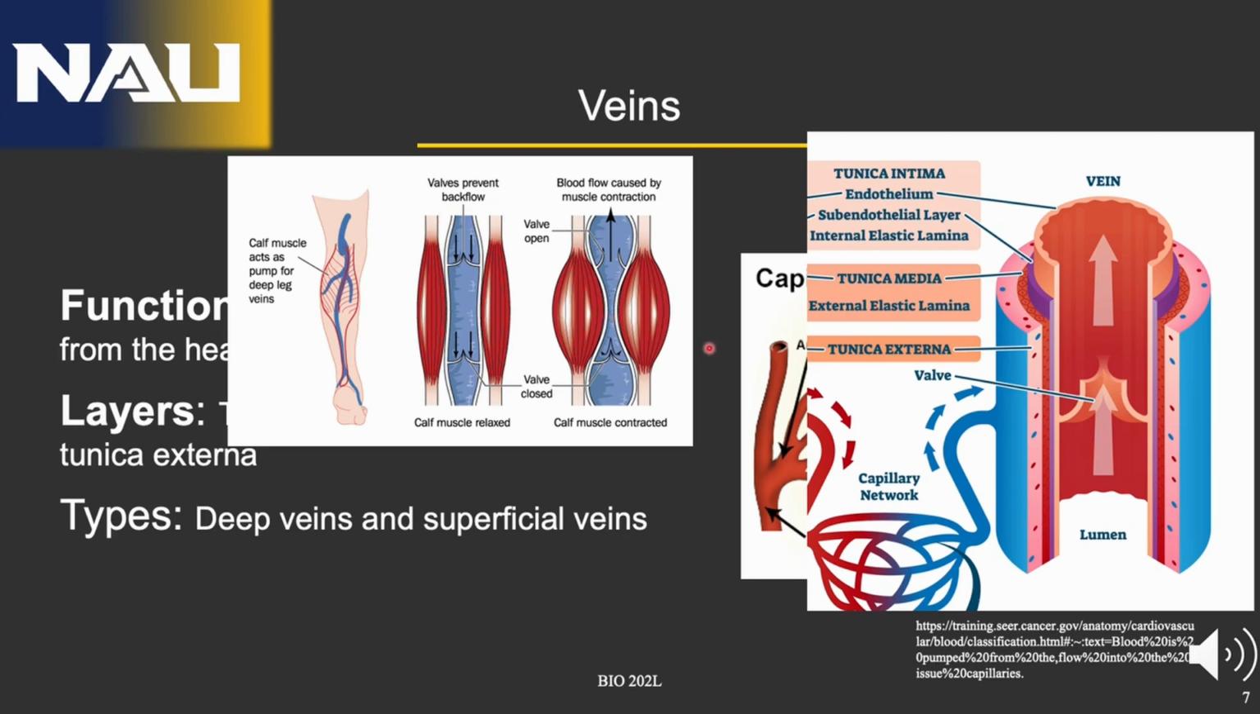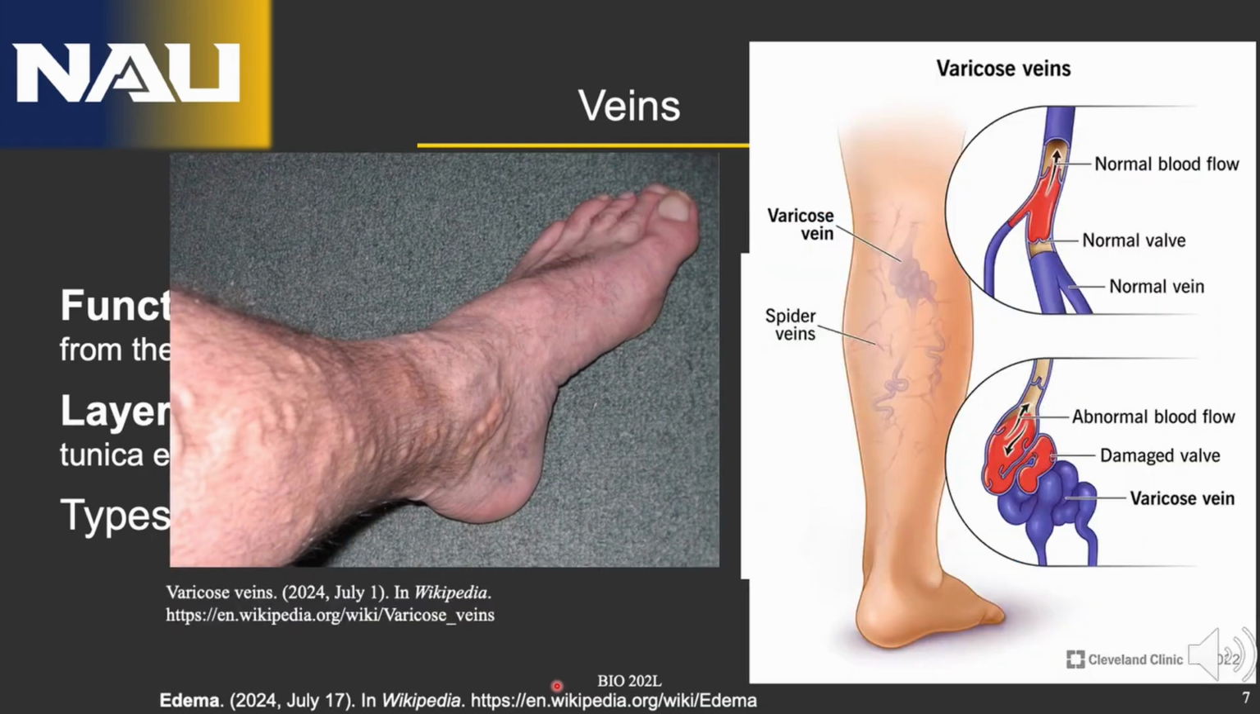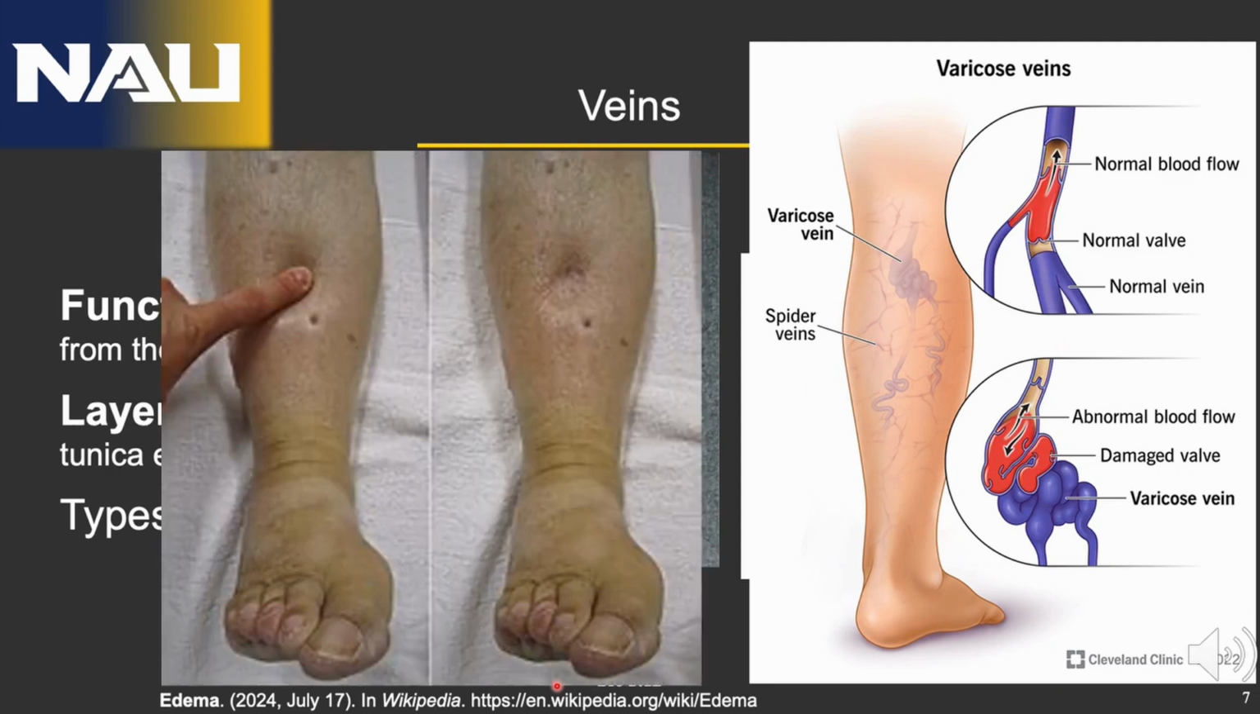There are some disorders of the veins. Some important ones are edema and varicose veins. Varicose veins are very common, and edema occurs when fluid accumulates in tissues, often due to increased pressure in veins, causing fluid to leak from capillaries. Varicose veins, often found in the lower limbs, result from defective valves that allow blood to pool, causing veins to distend and twist. This can lead to pain and further complications if untreated.